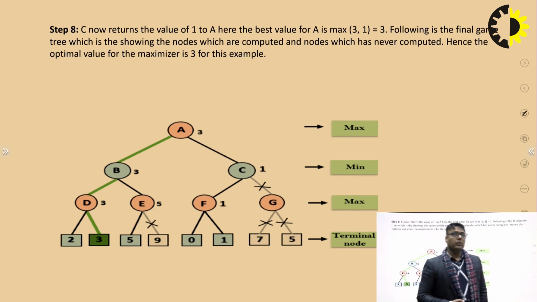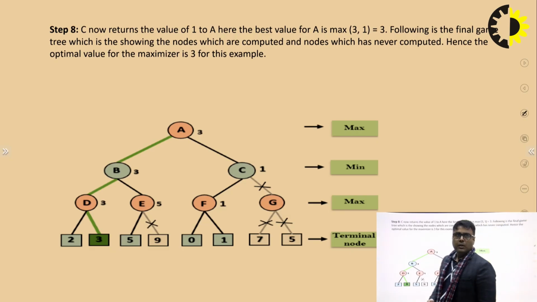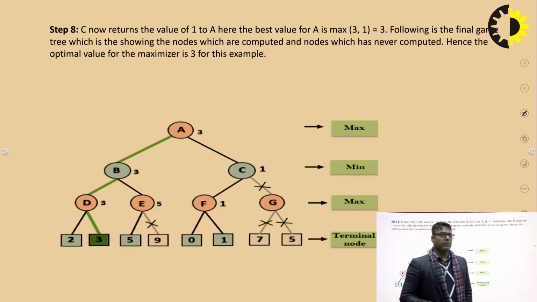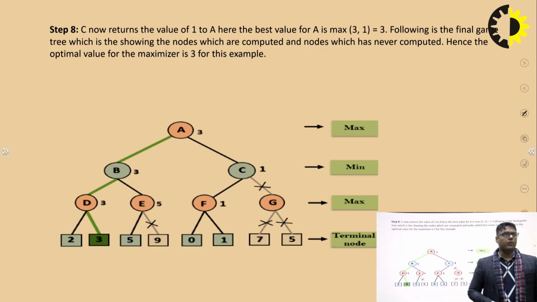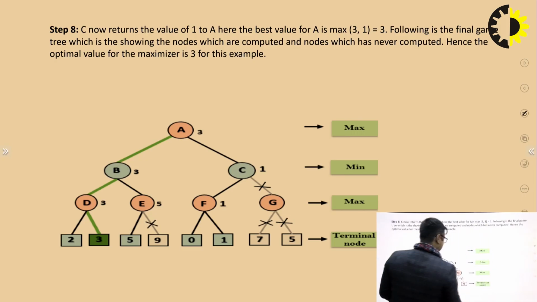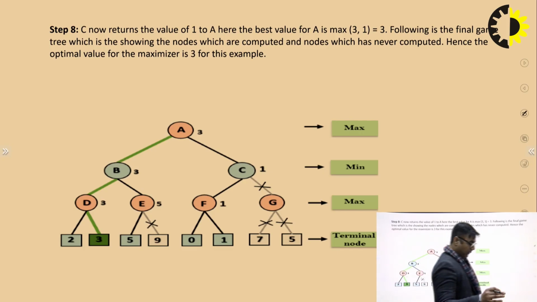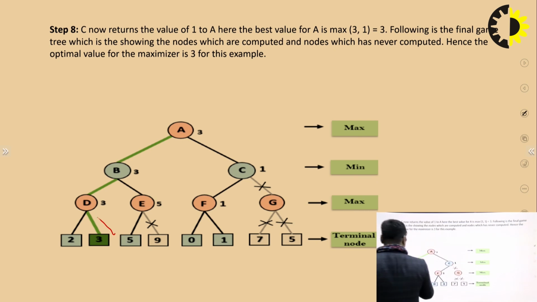So, C now returns the value of 1, and here the best value of A is max of 3 and 1, which is equal to 3. Following is the final game tree, showing the nodes which are computed and nodes which are never computed. Hence the optimal value for the maximizer is 3 for this example. So, in that problem, at the final stage the root is found, and the value 3 is the final result.